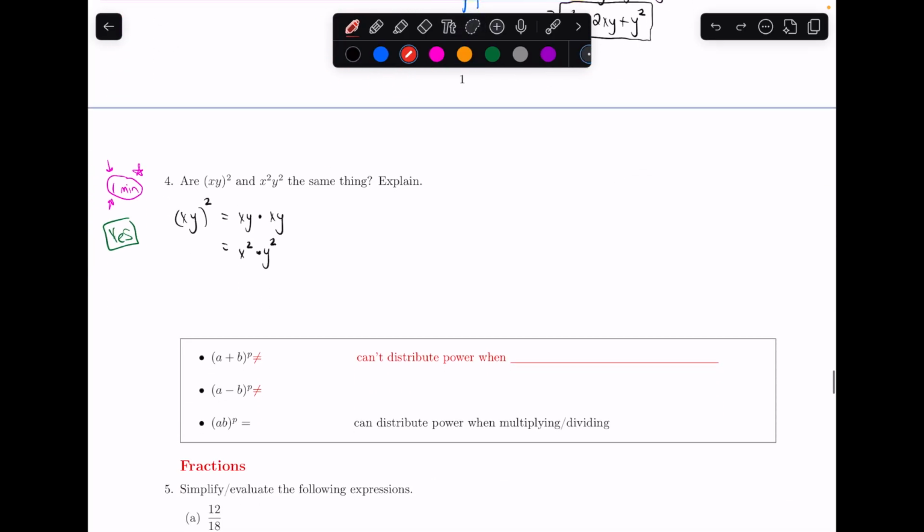Okay, so the general rule here is when you're adding or subtracting terms and there's a power, you cannot distribute the power. This is not equal to a to the p plus b to the p. Same for subtraction. You can't distribute the power to say it's a to the p minus b to the p. That does not work. We cannot distribute a power when adding or subtracting. But as we saw in this last example, if I'm multiplying terms and there's a power, distributing does work. Then I can say it's a to the p times b to the p. So distributing a power does work when you're multiplying terms or when you're dividing them.